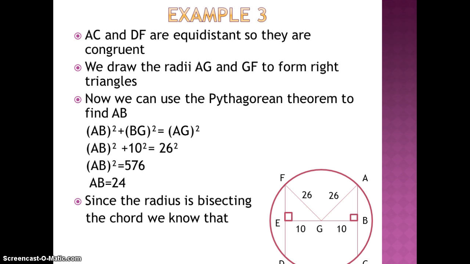Since the radius is bisecting the chord, we know that AC is going to be 2 of what we found AB to be, so 2 times 24 equals 48. So AC is going to be 48.